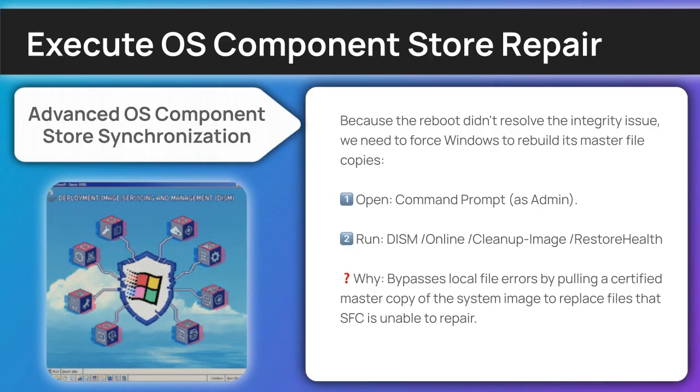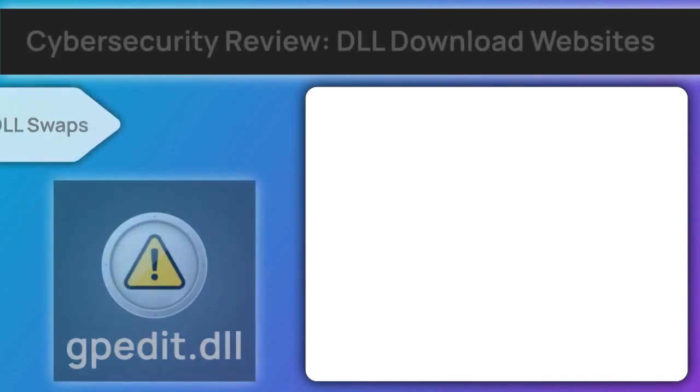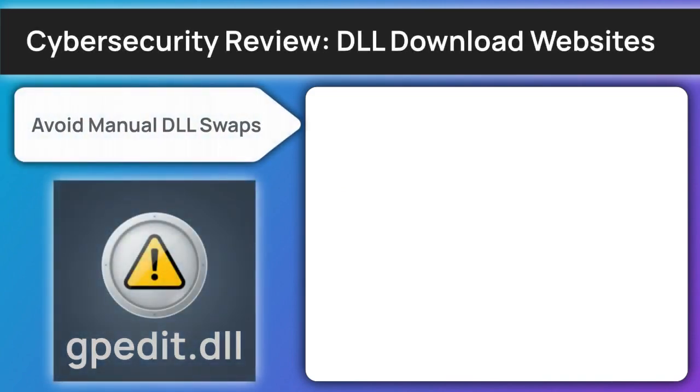Why are we doing this? Well, it bypasses local file errors by pulling a certified master copy of the system image to replace files that SFC is unable to repair. While we've identified the fix, it's vital to discuss how to keep your environment secure from common threats.